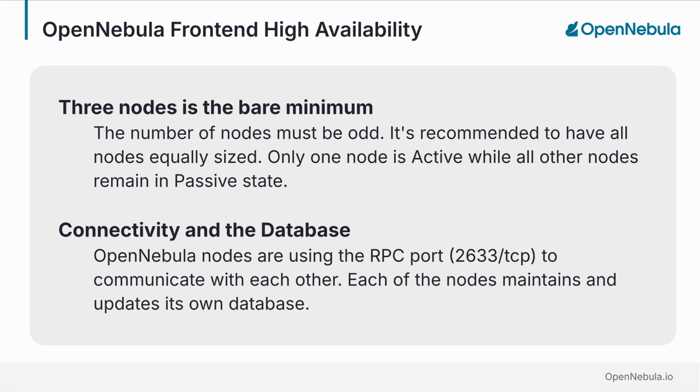OpenNebula nodes are using the RPC port 2633 TCP to communicate with each other. Each of the nodes maintains and updates its own database. The manual database sync is necessary only during the configuration process or when there is a need to add another node.